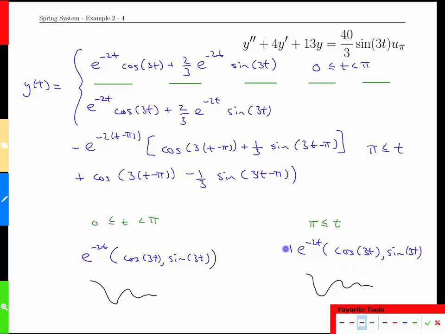And we also have the cos 3t and sine of 3t. And those are oscillations that'll continue forever. And what we're doing is adding those two together. Well, if you think as time gets larger and larger, this term is eventually going to disappear, and we're going to end up with this term here, which would be our steady state solution.